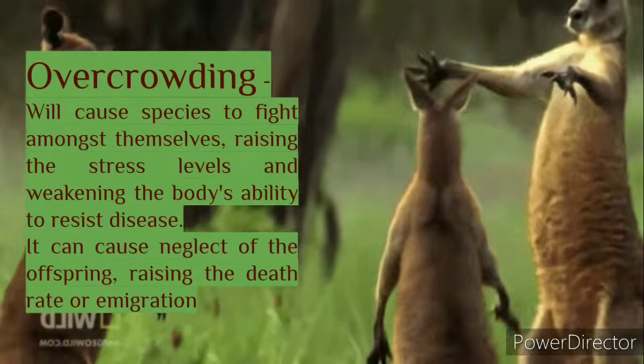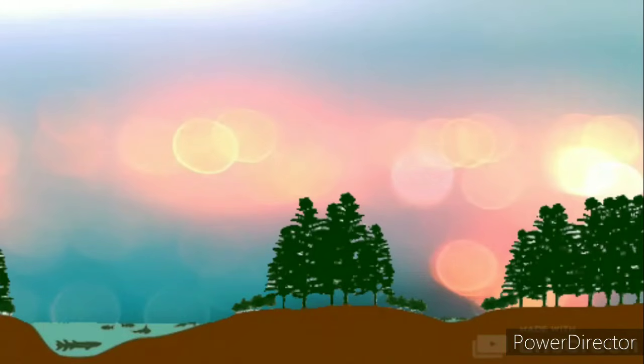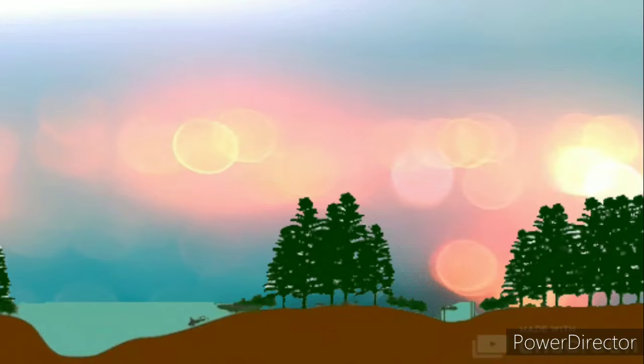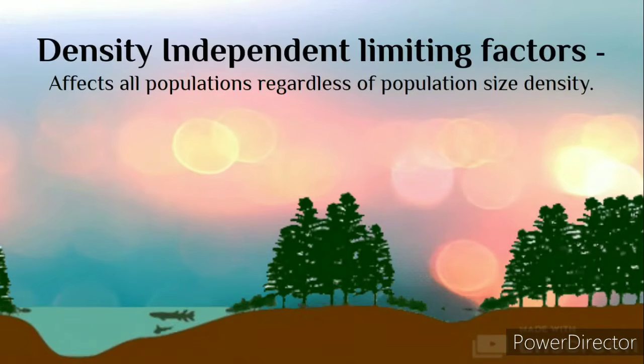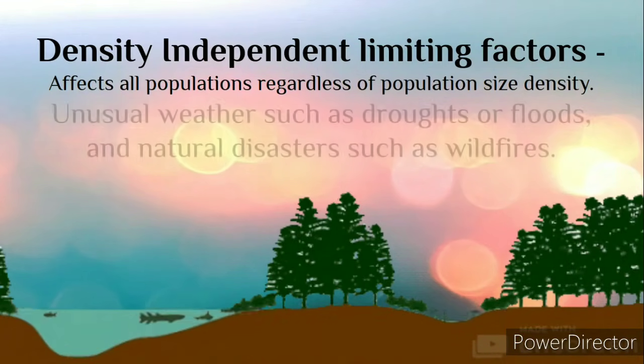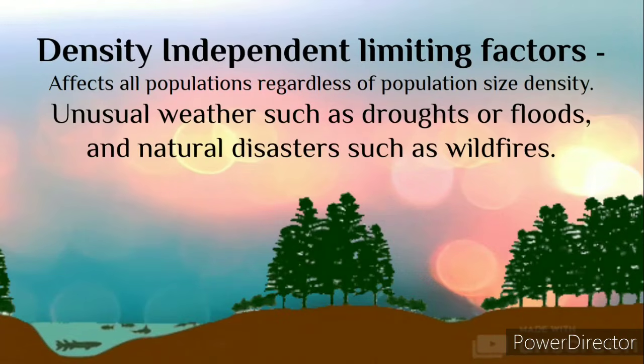Now, these factors we mentioned were density dependent, meaning they relied on how many organisms there are. But there are some density independent limiting factors that are going to affect all populations in similar ways, regardless of the population size or density. These things include unusual weather, such as droughts or floods, and natural disasters, such as wildfires.